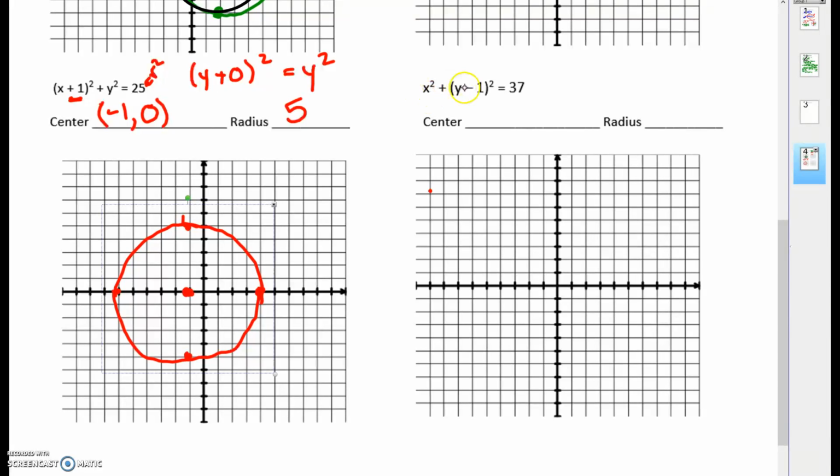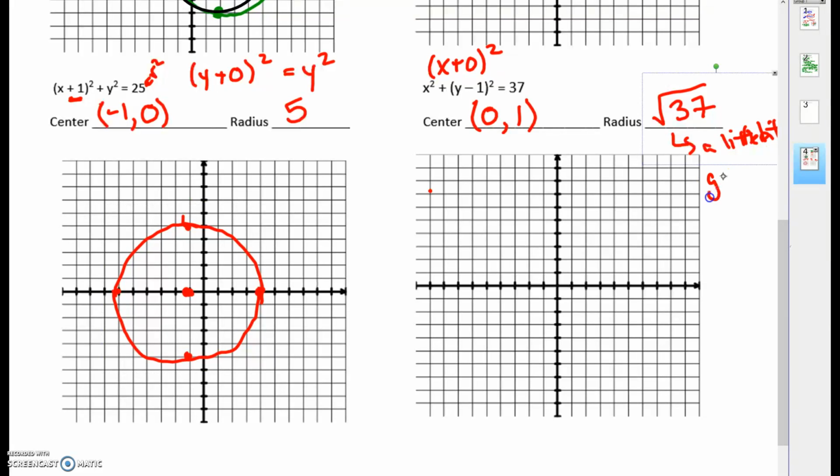And then last but not least, let's take a look at this guy. Here I have x squared plus (y minus 1) squared equals 37. Well, that means that this is like (x plus 0) squared. So there's really a center x value of 0. My y, I've got a minus 1, so the k value would be positive 1. And my radius is going to be the square root of 37, which looking at this is just a little bit greater than 6.